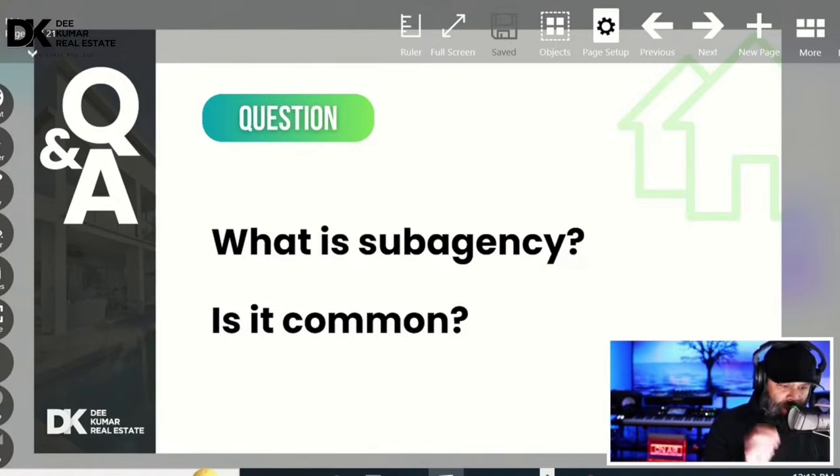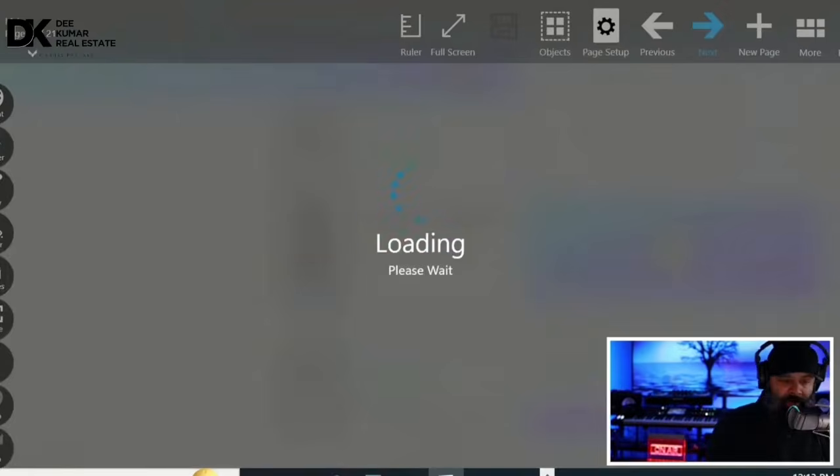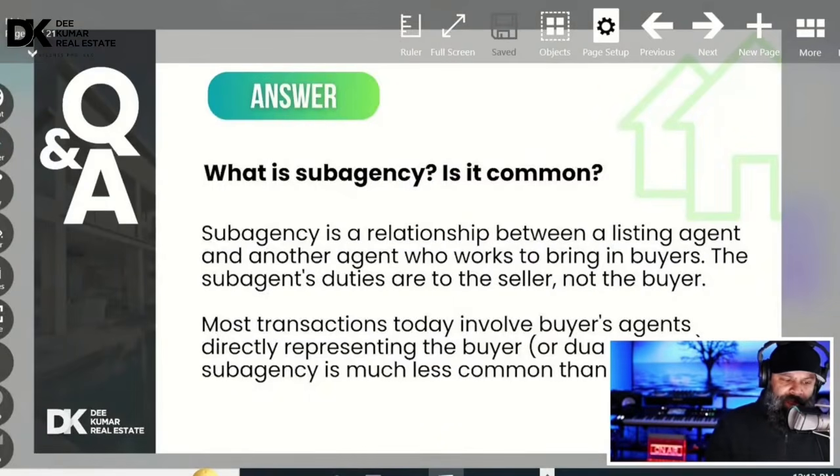So question number one: what is sub-agency and is it common? These are questions from students that have come across our desks over the years. Let's go to the next slide. Let me give you the breakdown here. Sub-agency is a relationship between a listing agent and another agent who works to bring in buyers. The sub-agent's duties are to the seller, not the buyer. And that's the critical component, the underlying fact that we need to know.